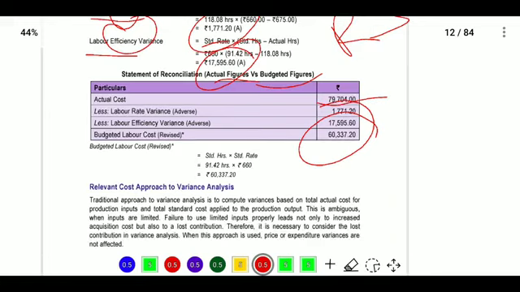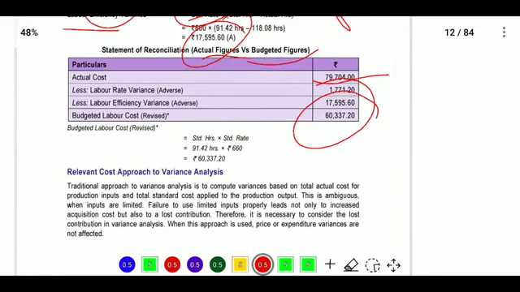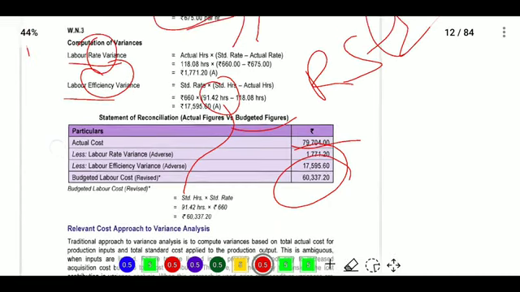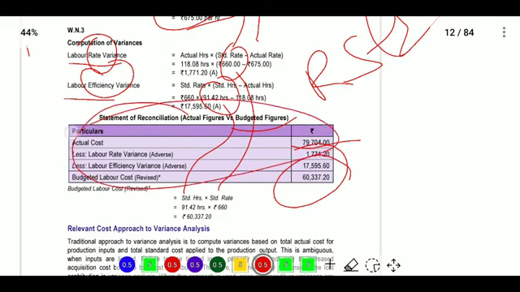Now for the revised budgeted cost, the budgeted labor cost will be standard hours into standard rate. What is the standard hours we have? Standard hours we have calculated: 19,091.42 into what is the standard rate? 660 will be the standard rate. So the revised budgeted labor cost will be 60,337.2. We have calculated 60,337.2 in the statement of reconciliation, and we have calculated it directly also.